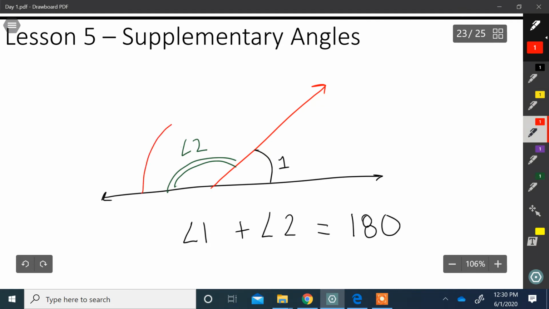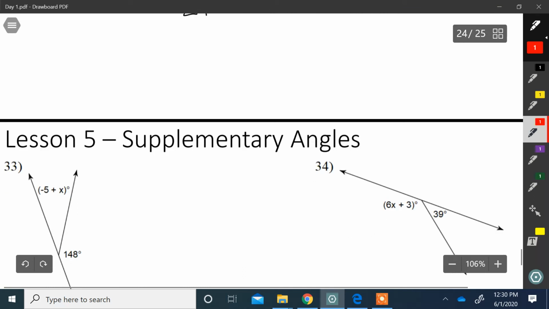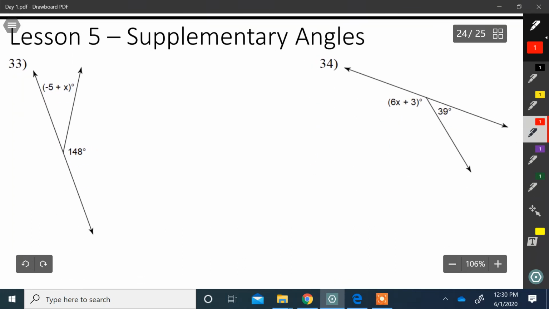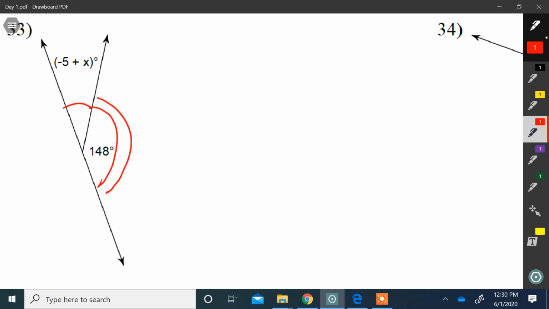This right here is 180 degrees. And I know that angle 1 plus angle 2 better equal 180 degrees. So there are some problems related to that as well. For example, this plus this right here, that has to add up to 180 degrees.